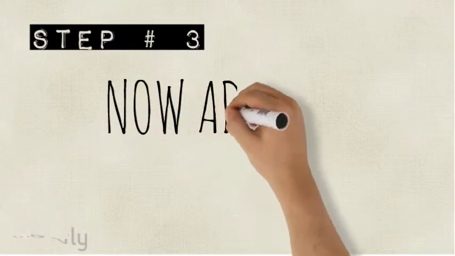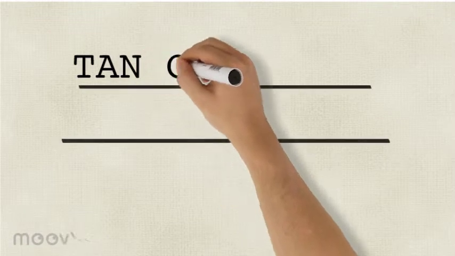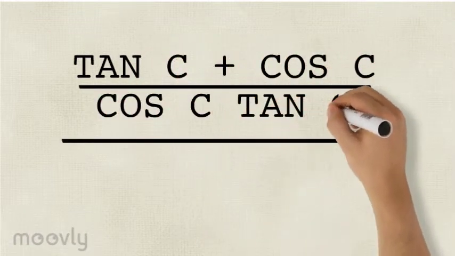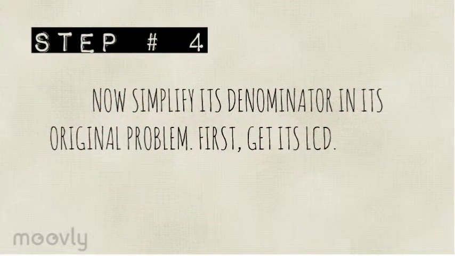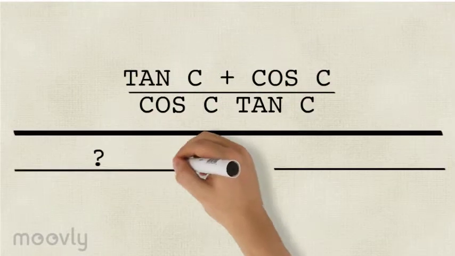Step 3. Now add. The numerator will be tan C plus cosine C over cosine C tan C. Step 4. Now simplify the denominator of the original problem. First, get its LCD, where cosine C times tan C.